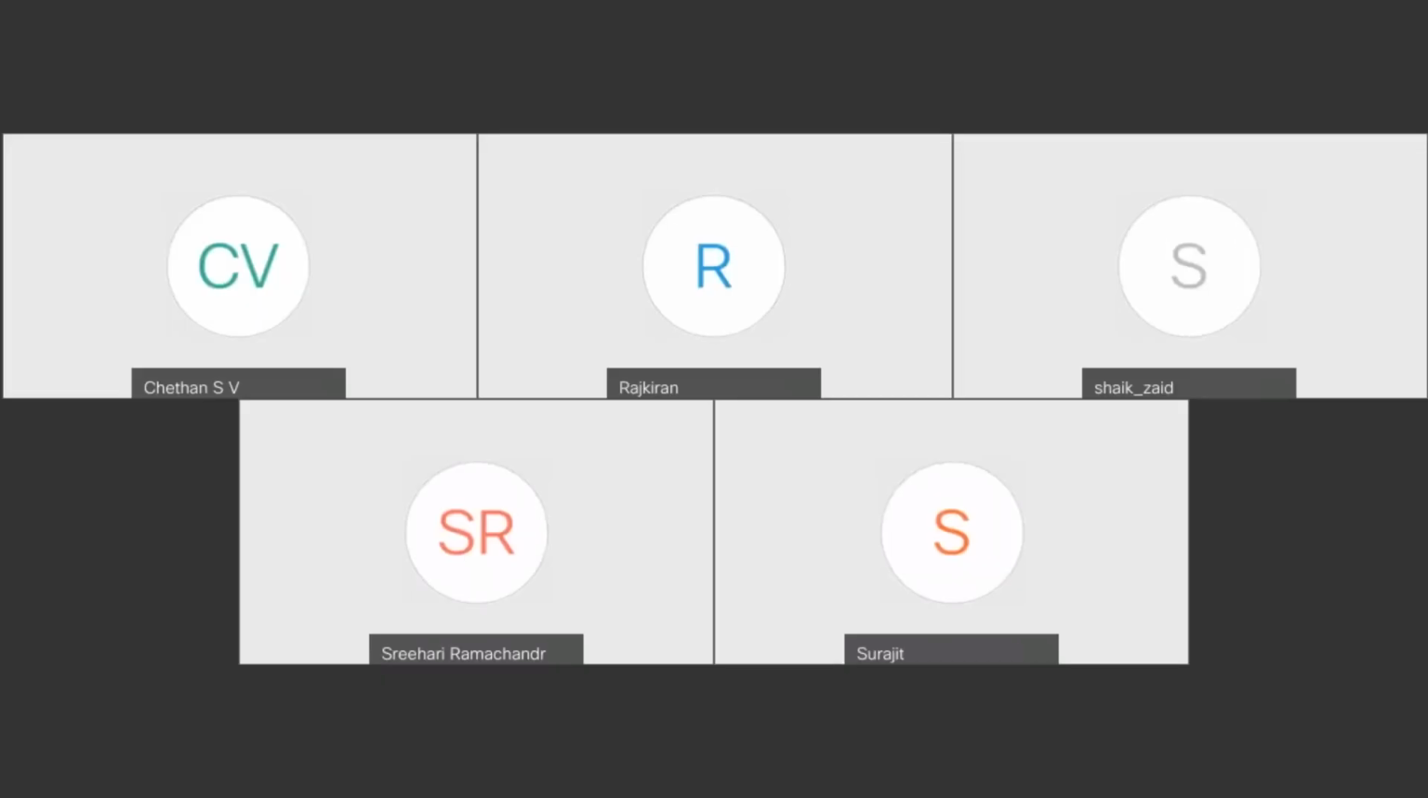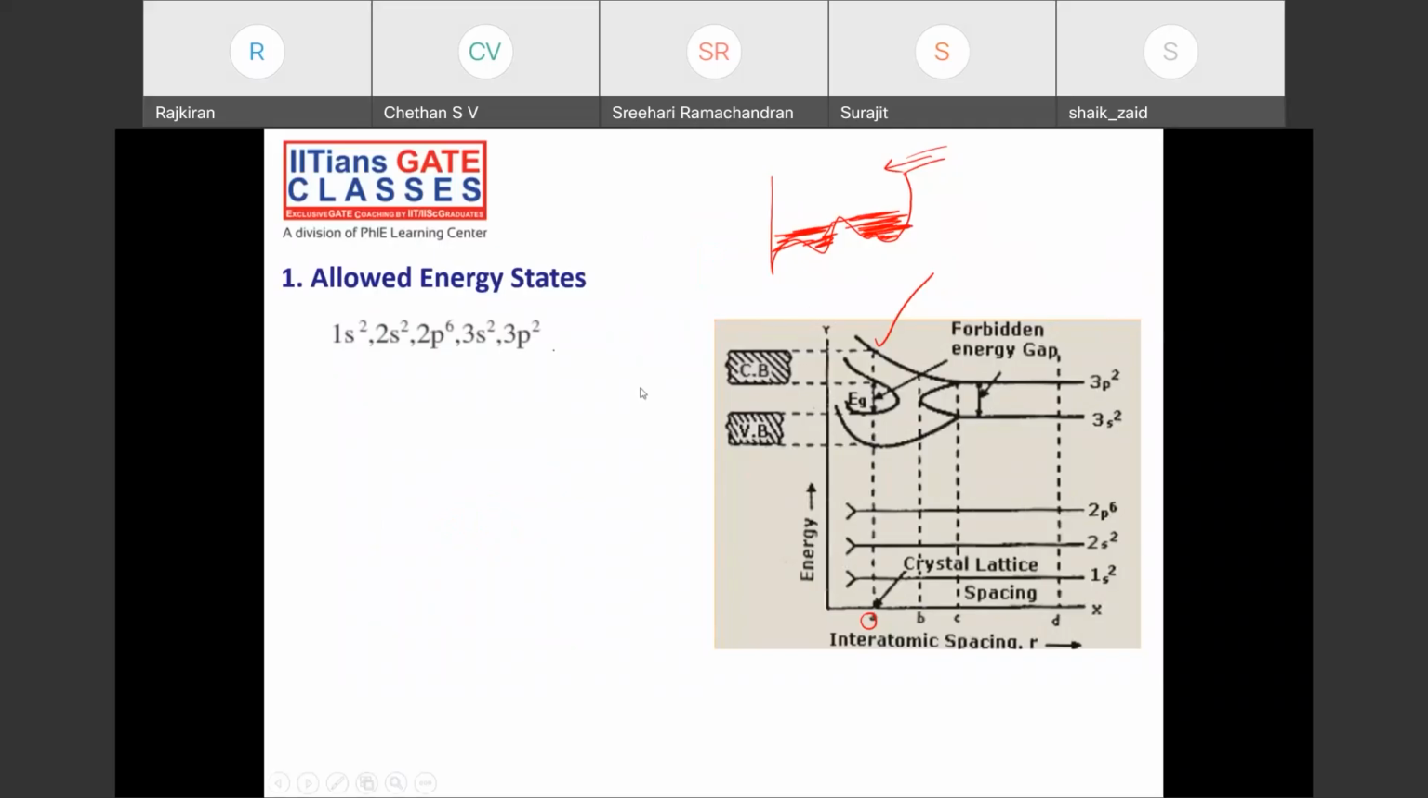So guys, what I was telling last class, the energy band formation. In a semiconductor, we have this energy, right? We have something called the valence band. This is called the top of my valence band. This is my bottom of my conduction band.